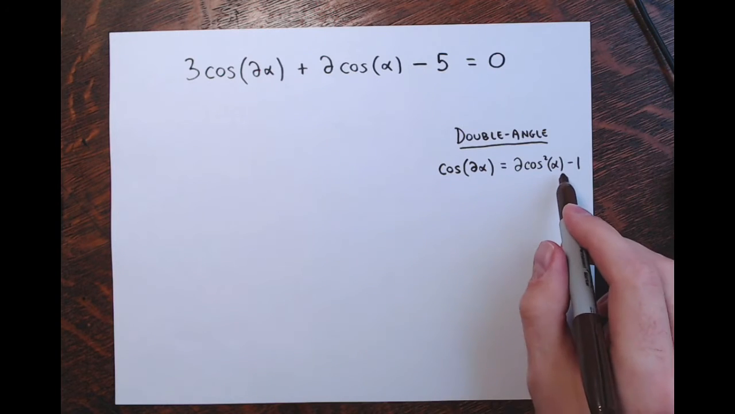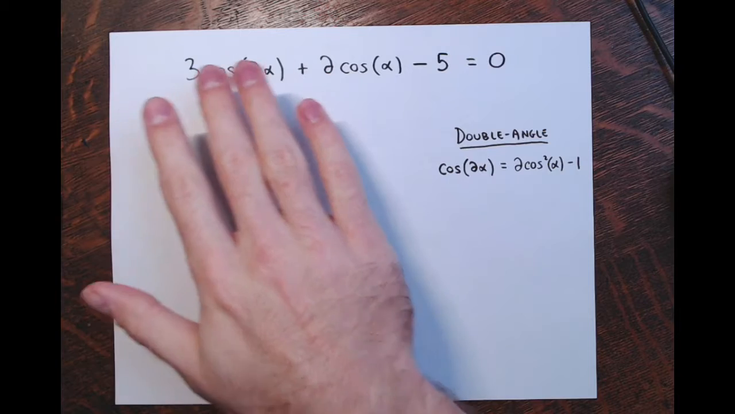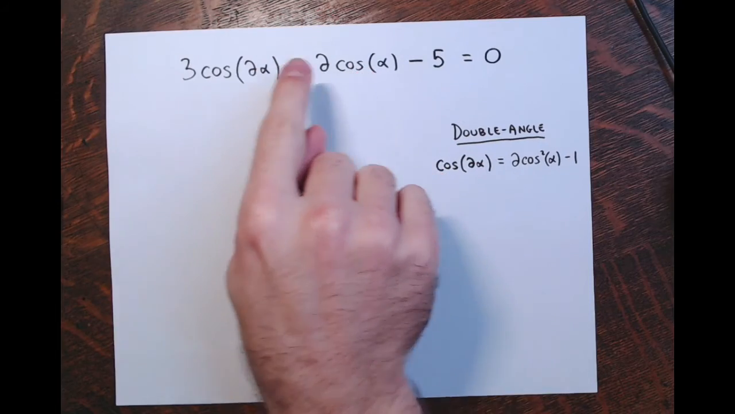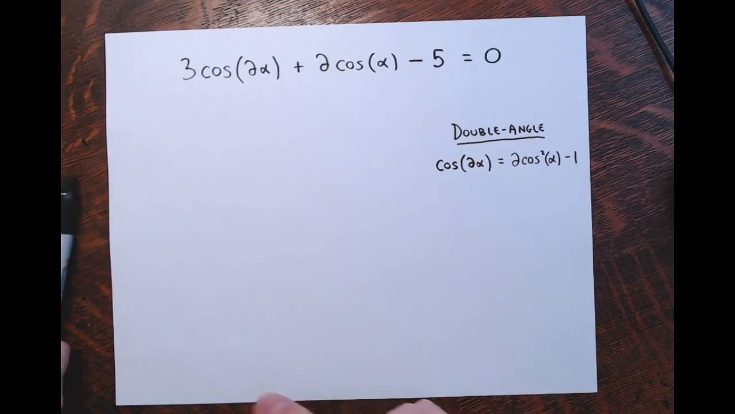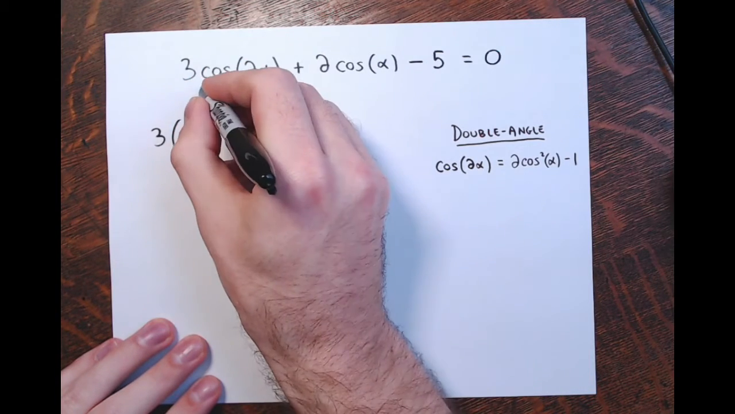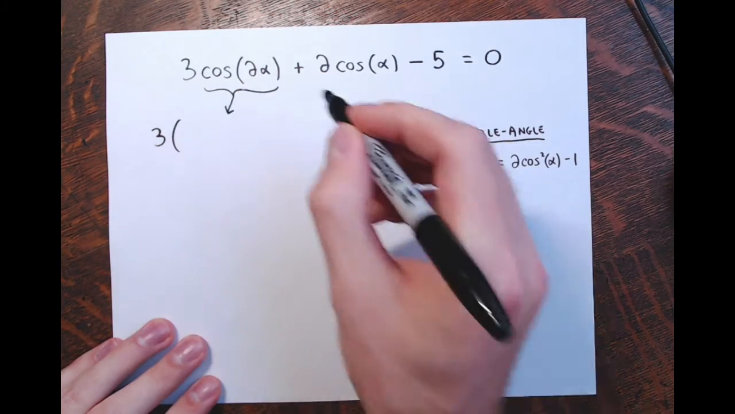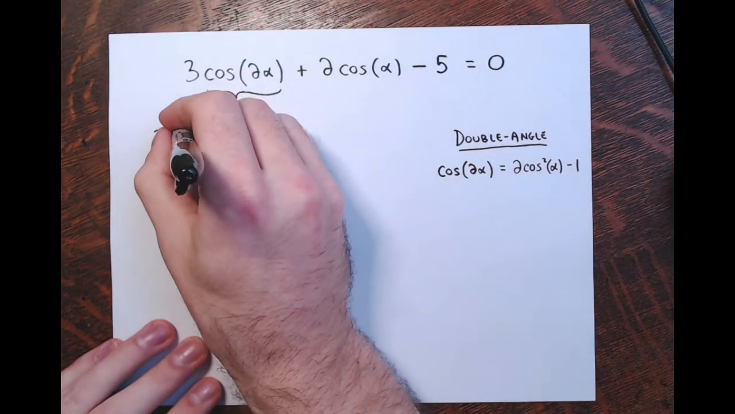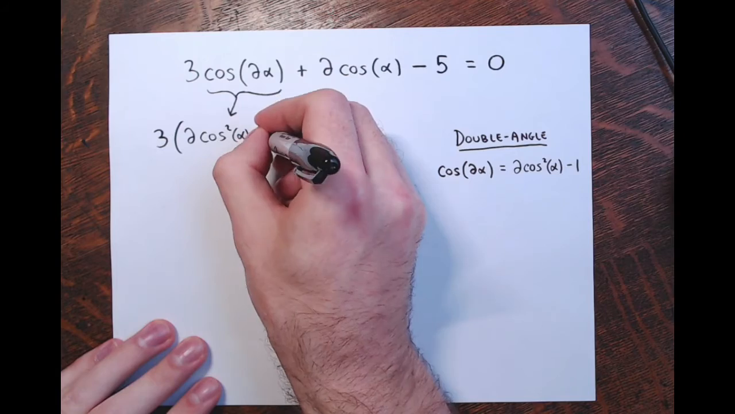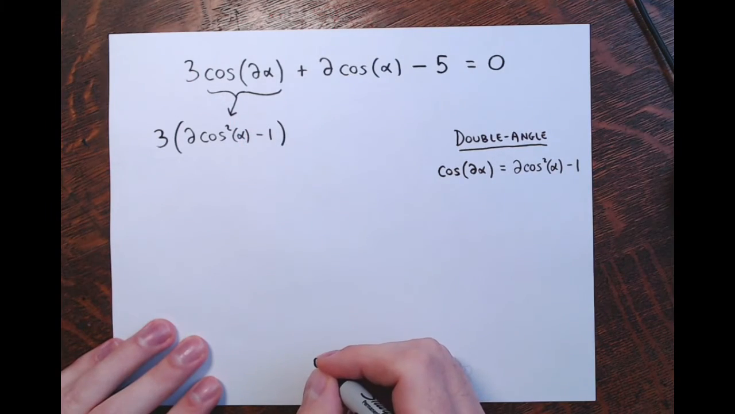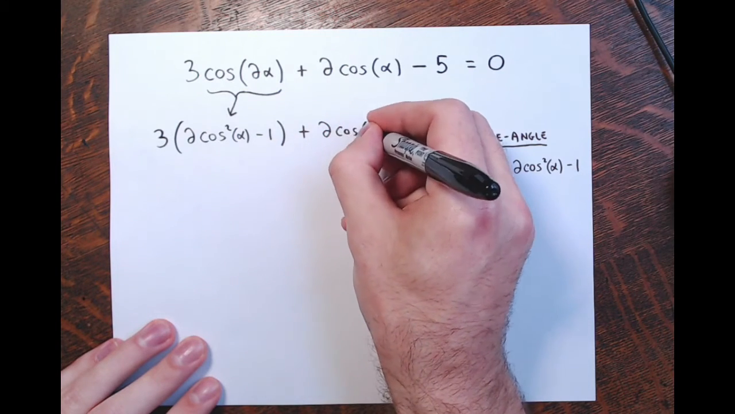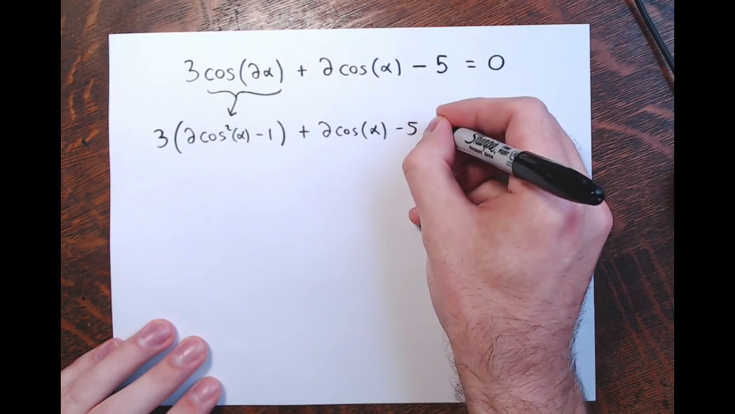So I'm going to make this substitution into my equation, and then I'll have nothing but cosine alphas. They'll all be the same unknown and not different unknowns like these two are. So this left side now is 3 times the quantity, I'm replacing this cosine of 2 alpha with what I said here using the double angle formula, which is 2 times cosine squared alpha minus 1. We'll distribute that 3 in a second. And then plus 2 cosine alpha, and then minus 5 equals 0.